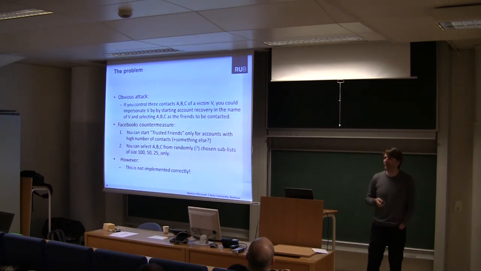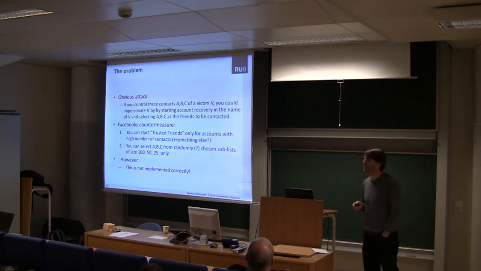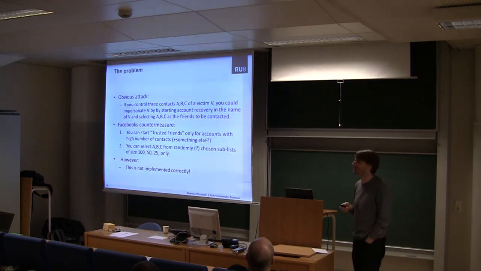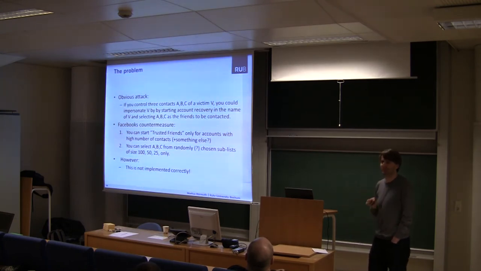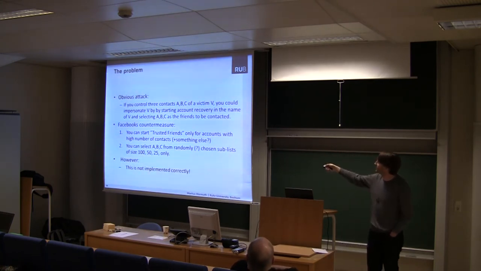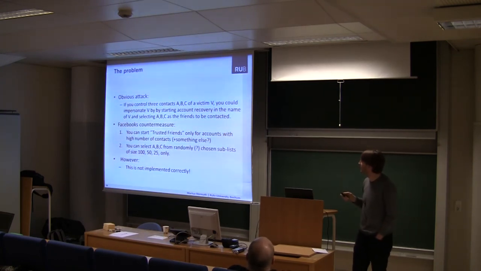Now, there's an obvious attack. If you can make the victim accept three of your contact requests, which typically everybody is accepting, and he did a small test and had a pretty high turnout rate. 50% or so of his friends accepted fake requests. And then you can just, as an attacker, start the account recovery, selecting those friends that you control, and then the whole system blows up, which is bad.